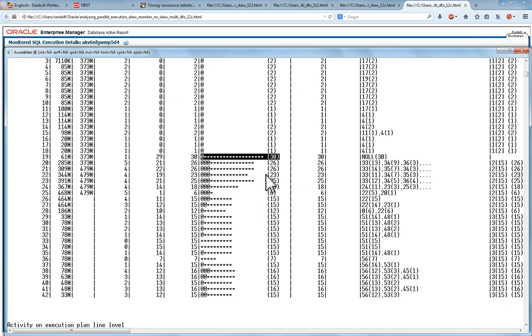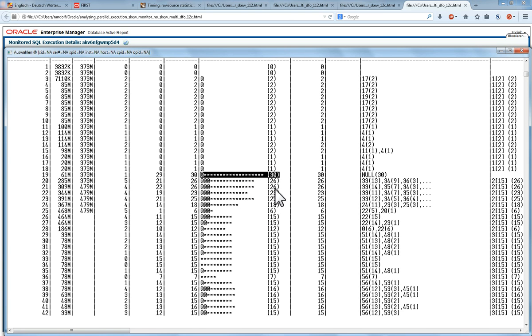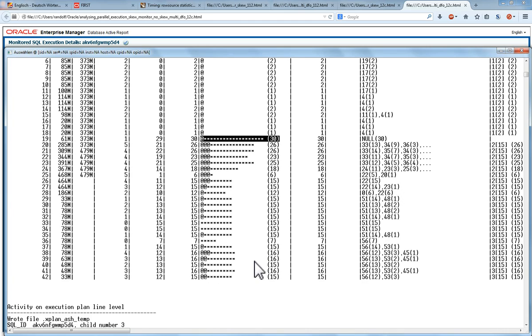So rather than showing some activity of 60 servers and more, like the official report does here, we see a more reasonable degree, a maximum of 30, and then something around 15, which looks much more reasonable for a degree of 15 rather than 60 or even higher than 60. So explain-ash can cope with this multiple DFO tree thing much better than the official report does.